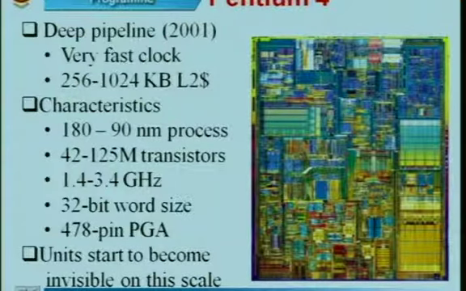Unit starts to become invisible on this particular scale. Now, as it is being said, we have been discussing the different processors starting from the 4-bit 4004 to now the 32-bit processor having as many as 32 bits of data transfer possible. Now, let us look in detail at each one of them, trying to say how a processor is defined as an 8-bit processor, 16-bit processor, 32-bit processor, etc.